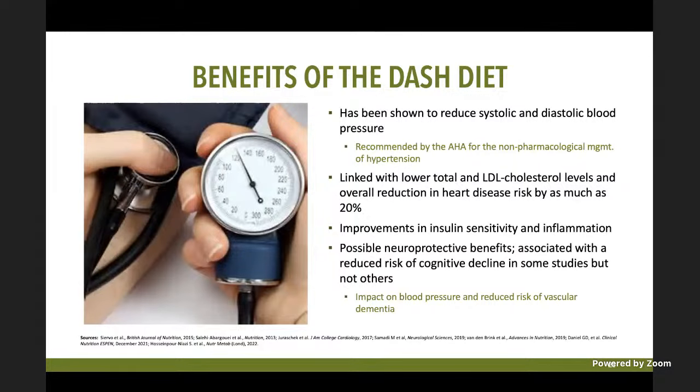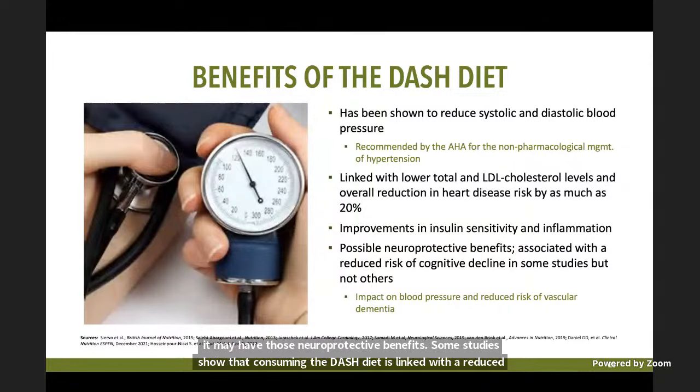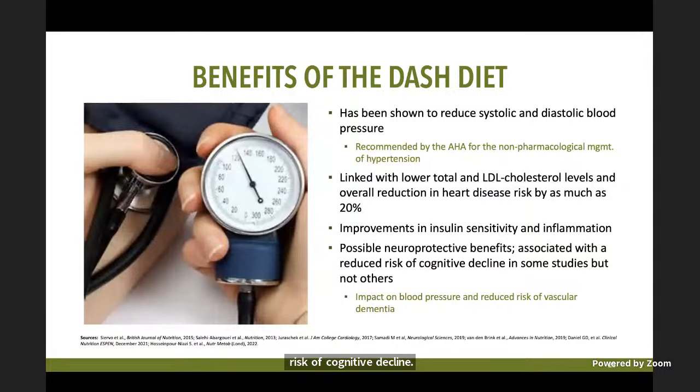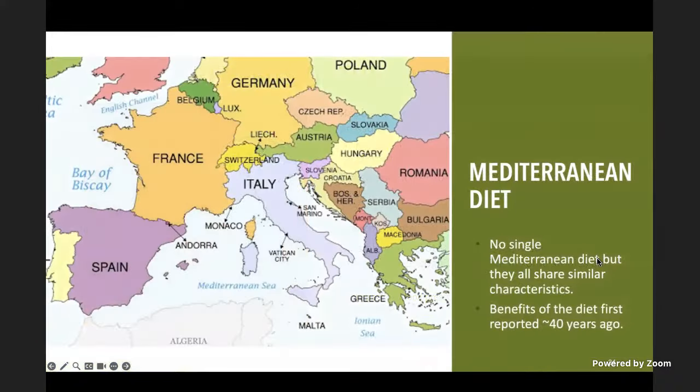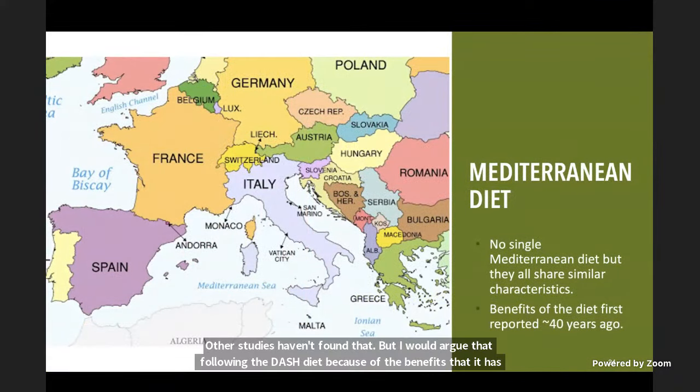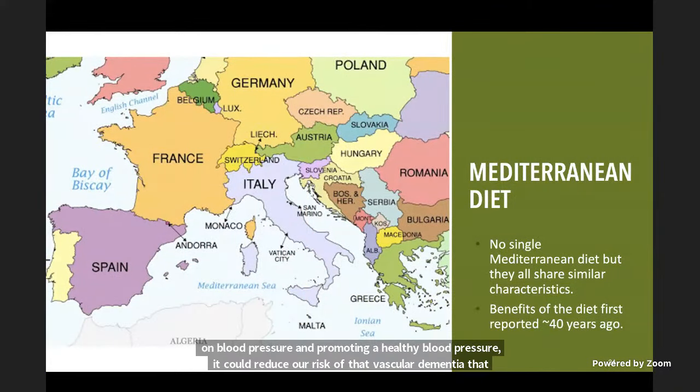Other studies haven't found that, but I would argue that following the DASH diet, because of the benefits that it has on blood pressure and promoting a healthy blood pressure, it could reduce our risk of that vascular dementia that Andy was talking about. So the next is the Mediterranean diet.